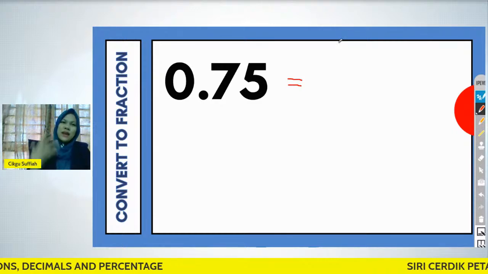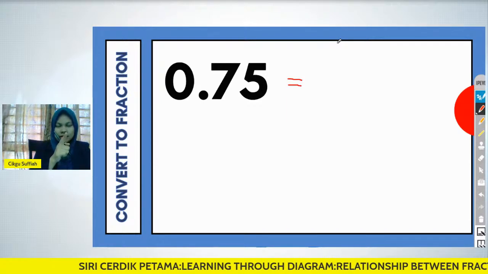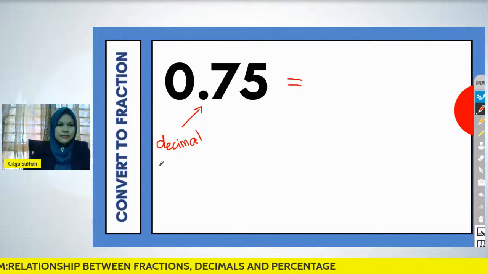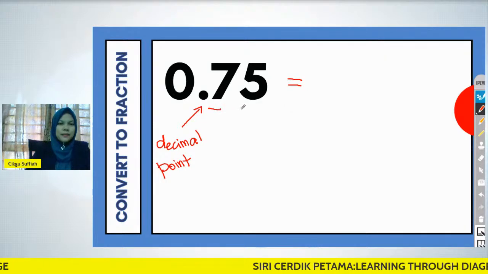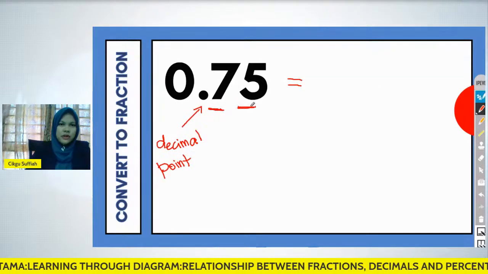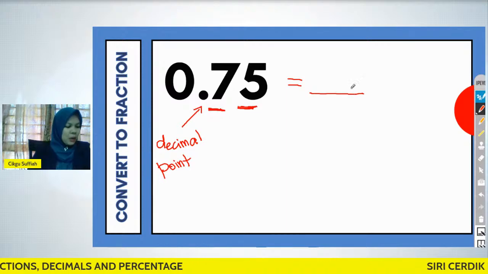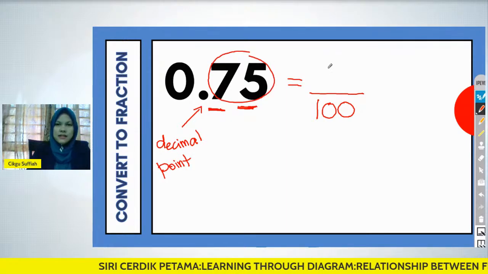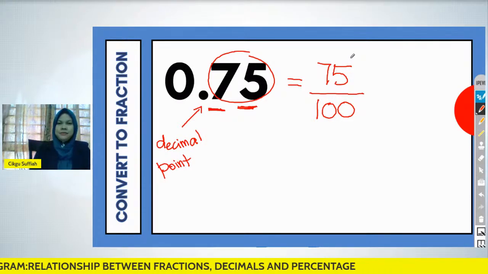So how are we going to write this decimal number as a fraction? First, you look at the decimal point. This is called the decimal point. Look at how many digits are after the decimal point. These are called decimal places. We have 2 decimal places. Because we have 2 decimal places, our denominator has 2 zeros. So this 75 is written as the numerator. That is the first thing.